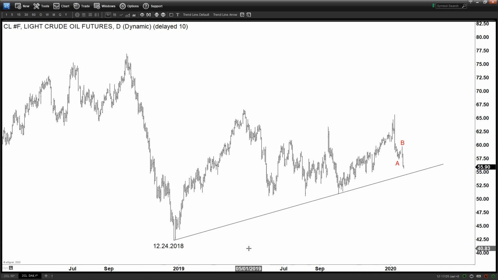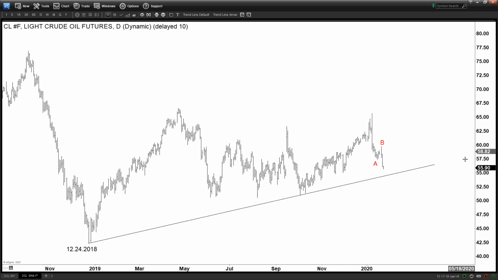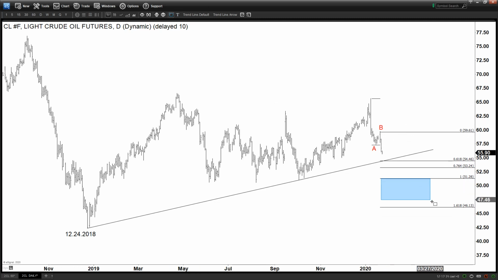So in a zigzag like an ABC, it can potentially go to a full 100% extension where the C is equal to the A. Now if you do measure it that way, that will be your ultimate target, so to speak. Then the ultimate target is going to be 51.3. But if we go to 51.3, we would have broken below this trend line. So potentially it could have some sort of bearish implication if it breaks below that trend line.